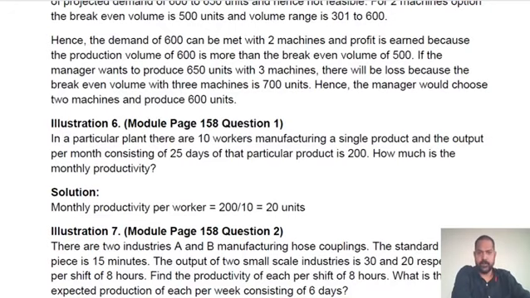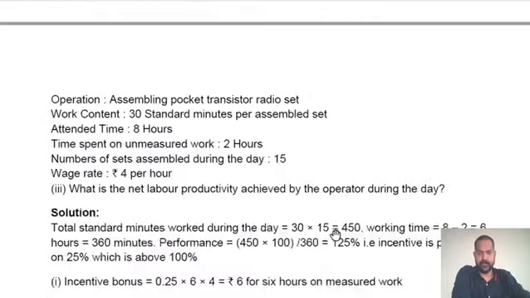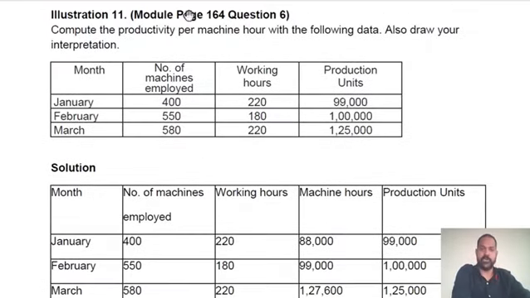Starting with question number 11. In your module, it is page 164, question number 6. Compute the productivity per machine hour. See, they've mentioned very clearly what they want: the productivity per machine hour. So for an input of machine hours, what is the output? And then I will find out against that output, what was my input. Also draw interpretation. Okay. In January, I have 400 machines working for 220 hours.